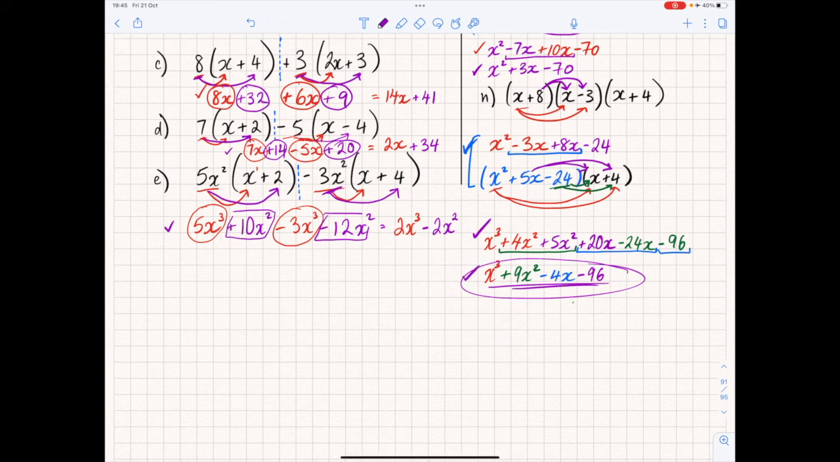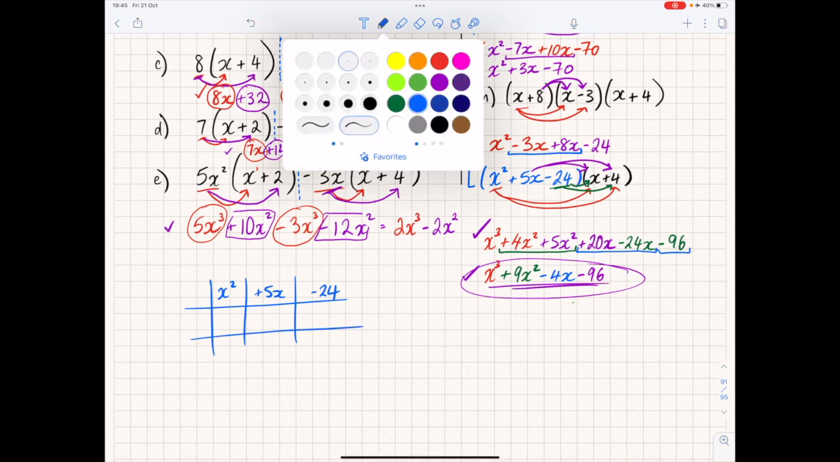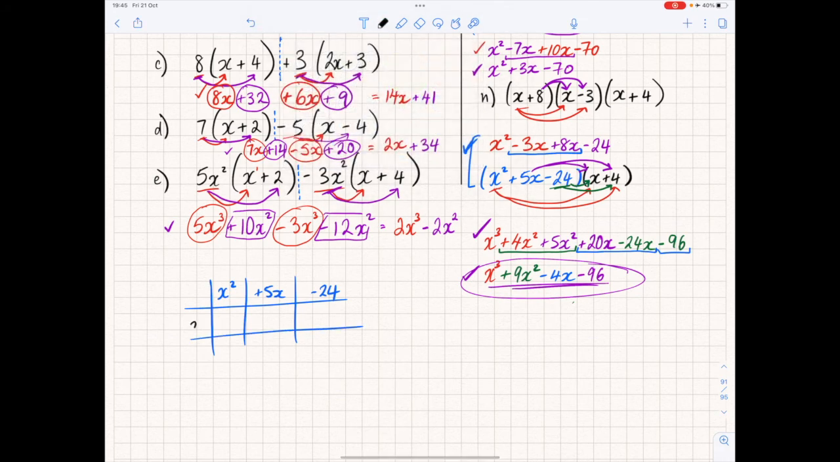Okay, now if this last process becomes confusing for you, what you can actually do is take the first bracket, so the x squared plus 5x minus 24, and put it into a grid like this. And then the second bracket, which is the x plus 4, you could just put separately like this. And then you are multiplying these together.